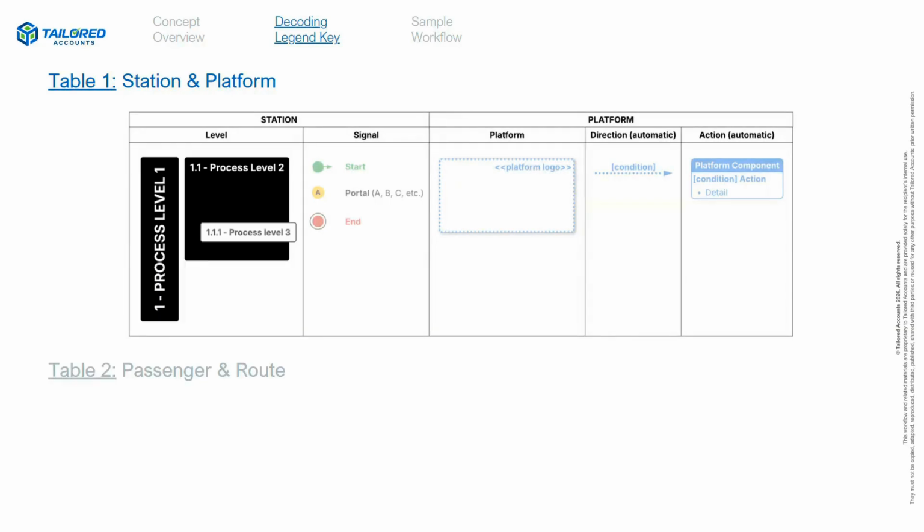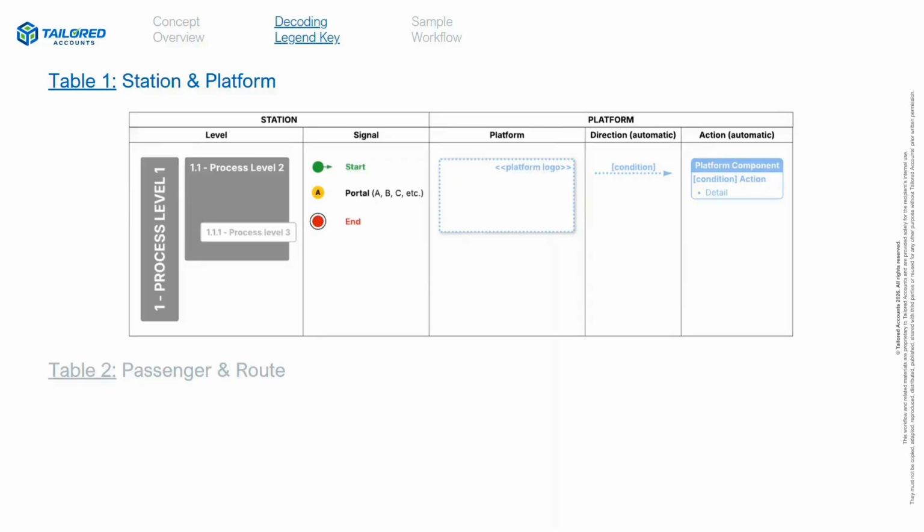Stations represent processes and sub-processes, organized into levels 1, 2, and 3. At every station, 3 simple signals show whether a process starts, continues, or ends. Note that portals connect the end of one process to the start of another. Platforms, shown as blue dotted rectangles, represent applications such as Xero, MYOB, and so on. These platforms follow automatic directions as blue dotted arrows to execute automatic actions, also written in blue. Simply put, blue means automation. In contrast, other colors demonstrate human participation, which we'll cover next.